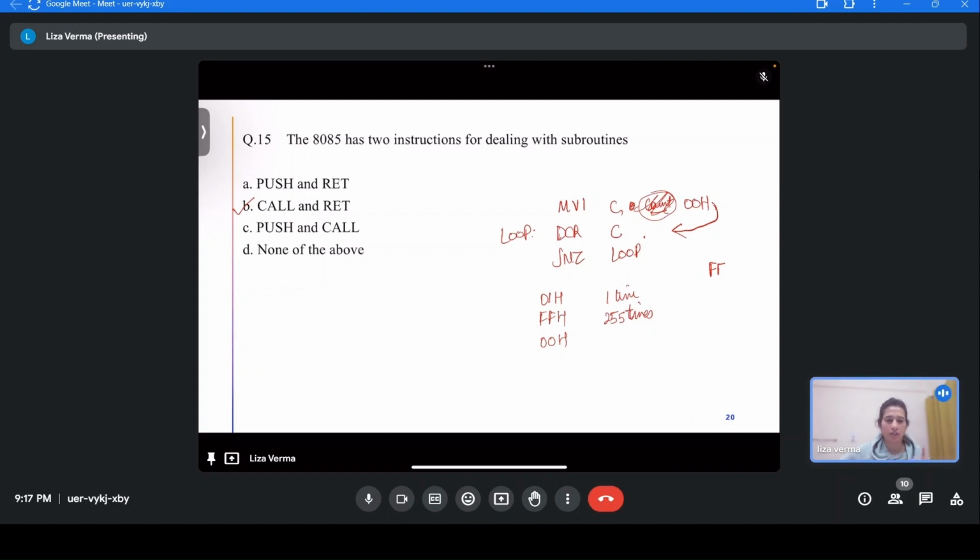After it goes back to this, C is now FF, and similar to the previous case, it will execute 255 times until it becomes 0 again, because jump if not 0 is here, not here. You need not jump to conclusions before stepwise, logically executing the instructions. So go instruction by instruction. This will help you in programming questions.